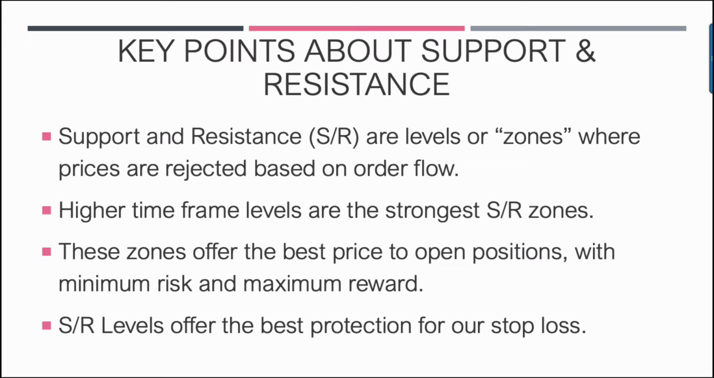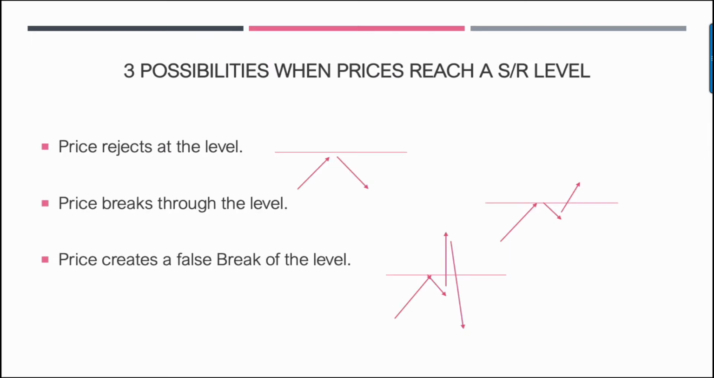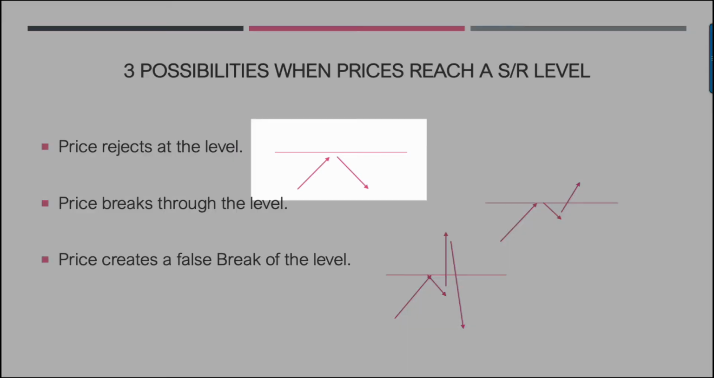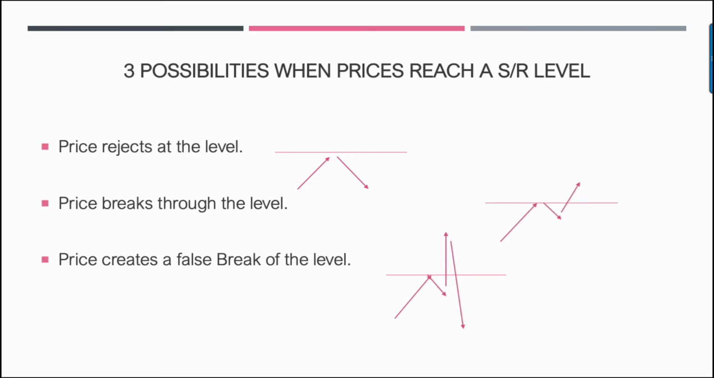And then we could continue going towards our target with minimum risk. So these are the three possibilities of what could happen when prices reach a support or resistance level. The first is that price rejects at the level. As you see over here, the price went up, hit that level, the horizontal line, and went back down. That would be considered a rejection.